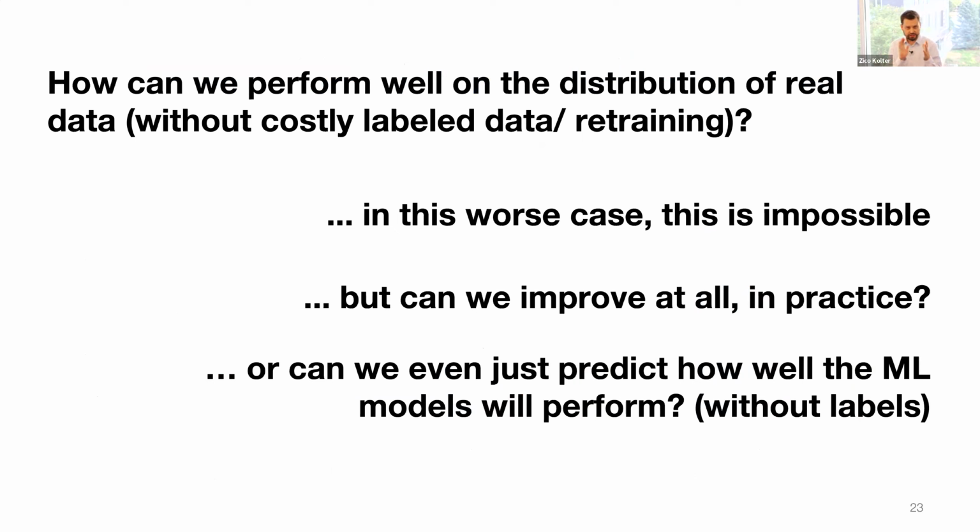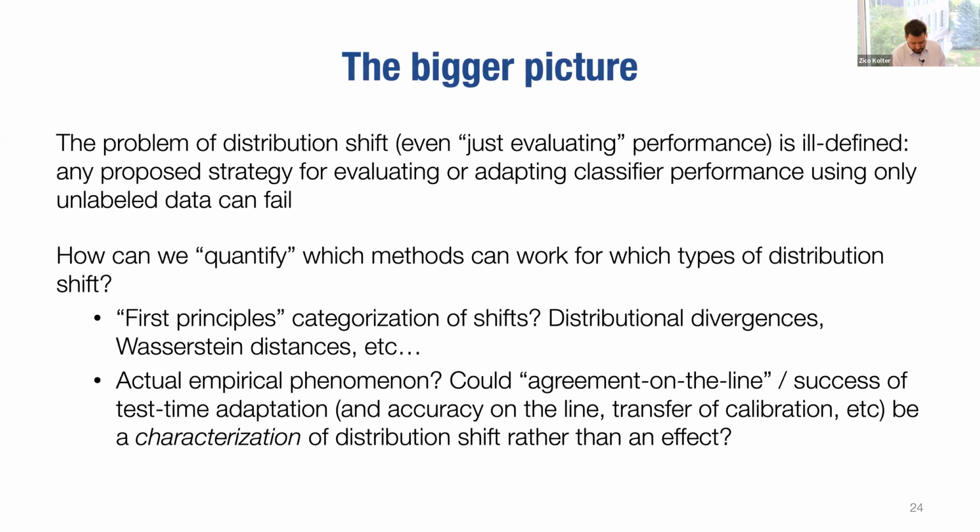Okay, so that's the summary of what I want to talk about mainly. I'll just end with a few final thoughts. As I said, this problem is impossible in theory. But despite there being no way to actually solve this problem in theory, it does seem that in many cases we are able to practically estimate the performance of classifiers, or improve upon the performance of classifiers. So I want to end with a few thoughts about the bigger context of distribution shift. The problem of distribution shift is fundamentally ill-defined.